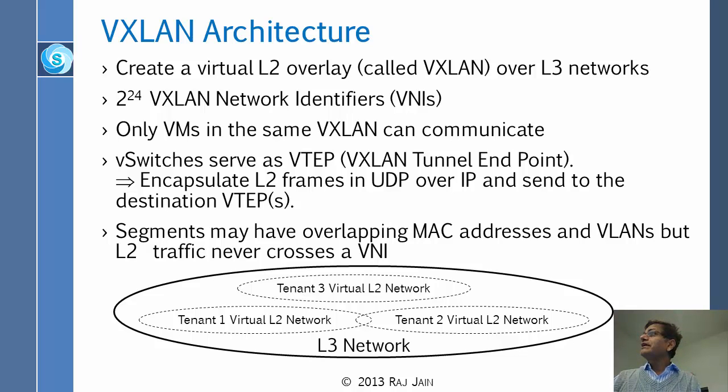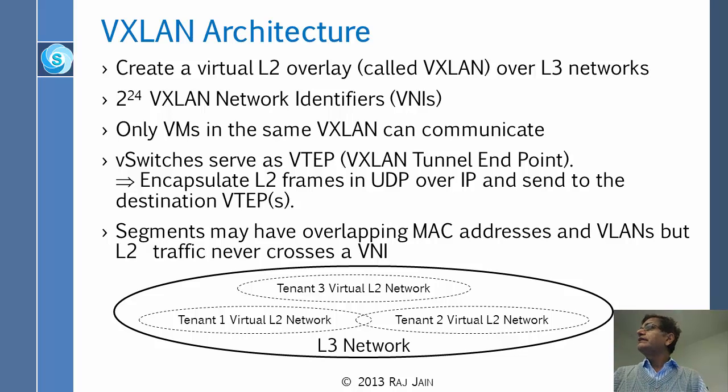Only VMs in the same VXLAN can communicate, which is the standard thing in VLANs: if you are in the same virtual network, you can talk to each other. And the name for the vSwitches is VTEP, which we actually don't use that much, but basically tunnel endpoint. So what VXLAN does, just like NVGRE, is it uses a tunnel between machines that are part of the same VNI, virtual network. In fact, it is very similar to NVGRE, except that they use a different protocol.